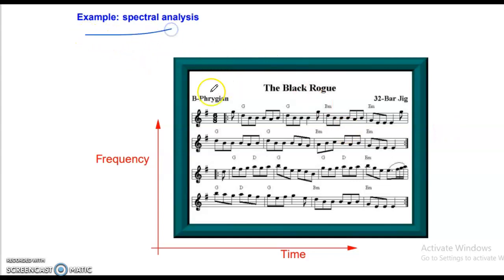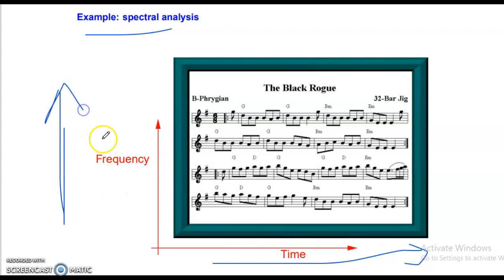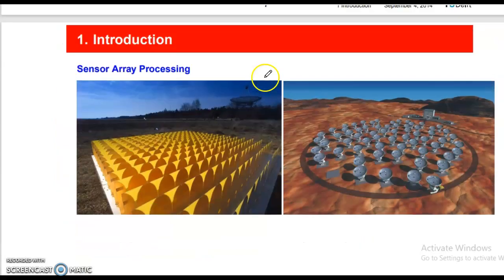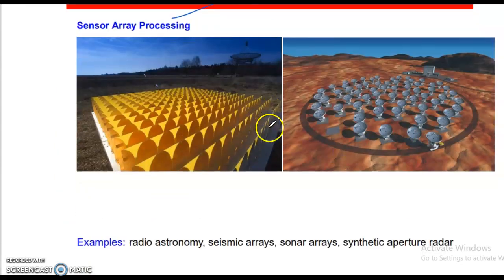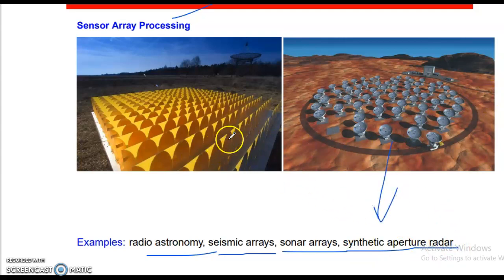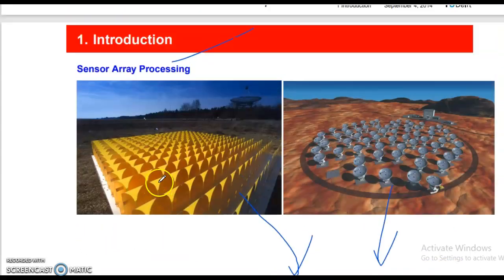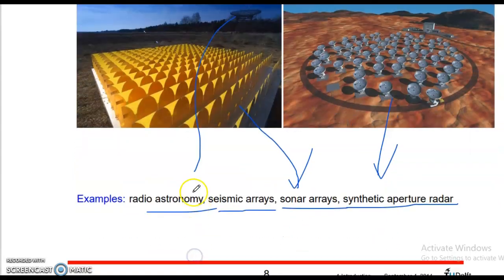Spectral analysis: x-axis time, y-axis frequency. Okay, spectral analysis. Here, sensor array processing: radio astronomy, seismic arrays, sonar arrays, synthetic aperture radar. Okay, seismic arrays, radio astronomy.